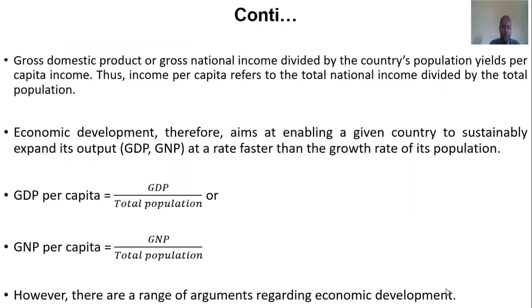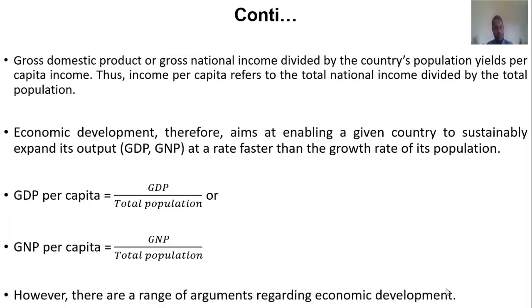Okay, gross domestic product or gross national income divided by the country's population yields per capita income. Thus, income per capita refers to the total national income divided by the total population. Therefore, when the market value of the goods and services within the boundary of the given country is summed up together, that gives gross domestic product. And when the goods and services owned by the citizens of the country, both inside and outside the country, are summed up, it gives gross national income.